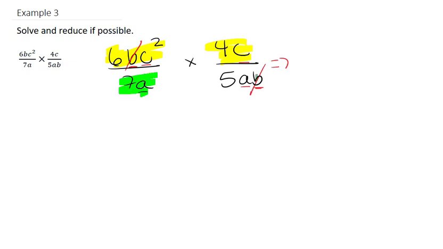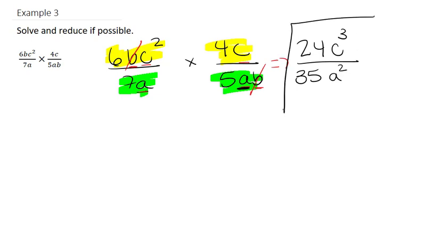and then on the bottom we'll multiply those. So 6 times 4 is 24. Now we have c squared times c. So now we have 3 c's. So we just put c to the third power. Now 7 times 5 is equal to 35. We have an a here and an a here. So that means we have 2 a's. So we'll just show that as a squared. So this would be our solution to this problem.